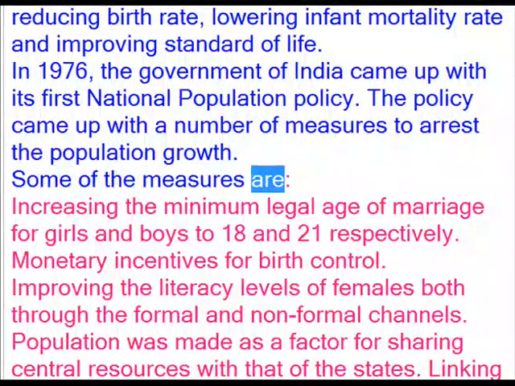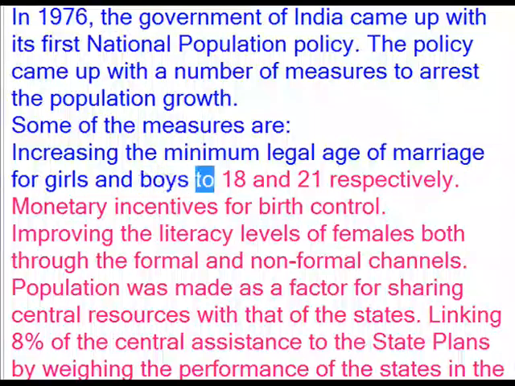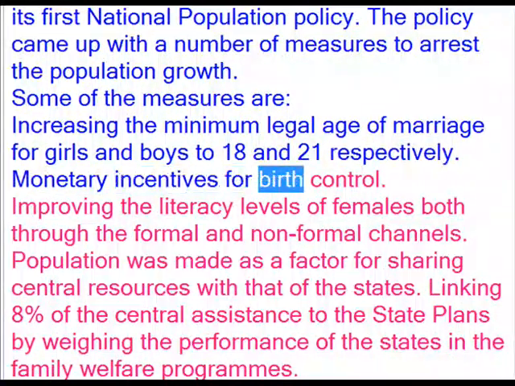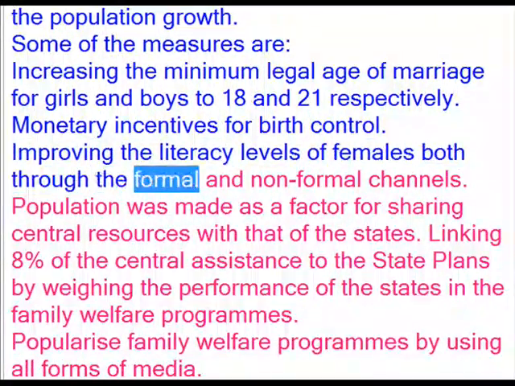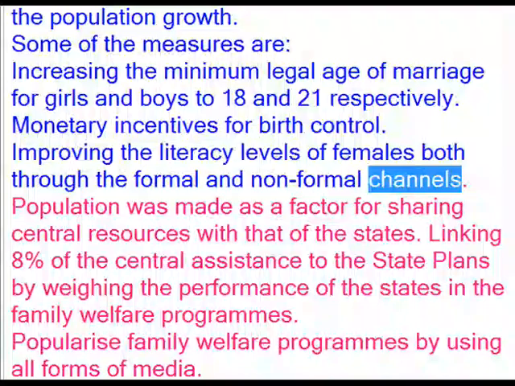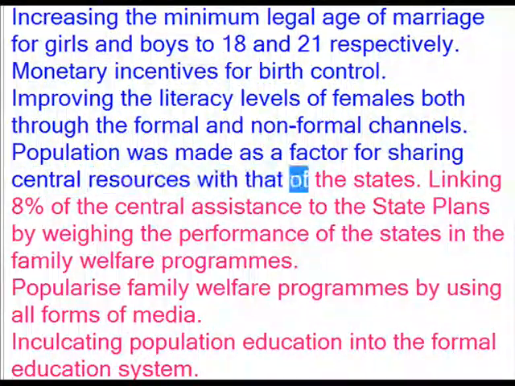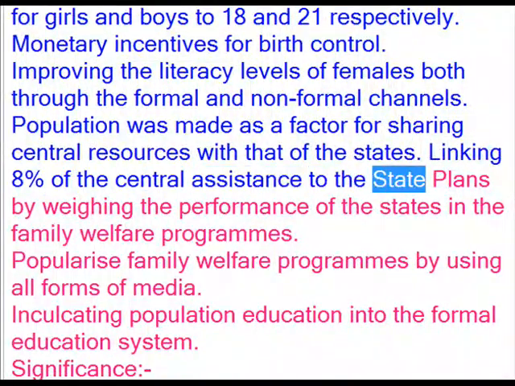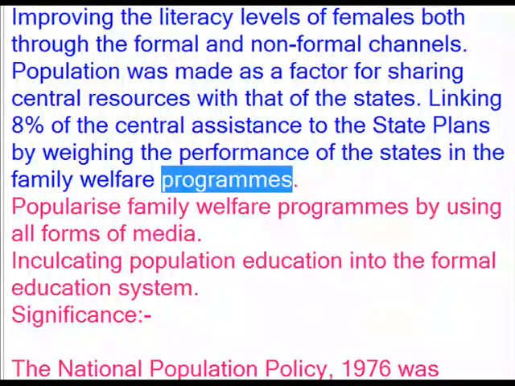Some of the measures are increasing the minimum legal age of marriage for girls and boys to 18 and 21 respectively, monetary incentives for birth control, improving the literacy levels of females both through formal and non-formal channels. Population was made a factor for sharing central resources with the states, linking 8% of the central assistance to the state plans by weighing the performance of the states in the family welfare programs.